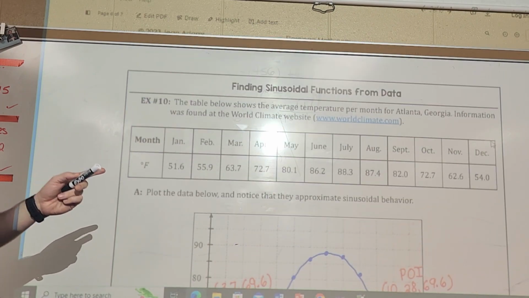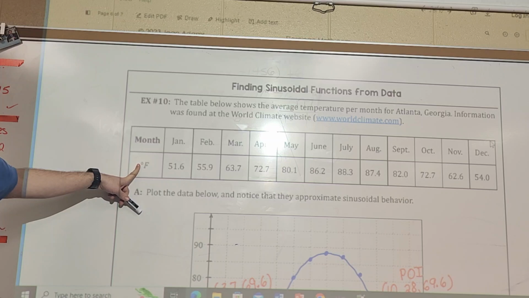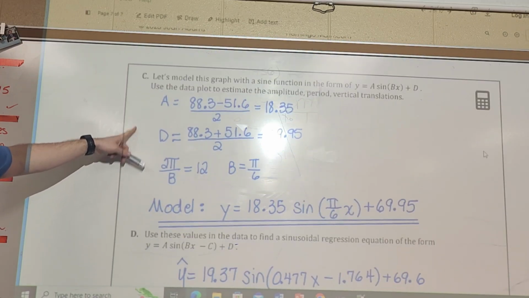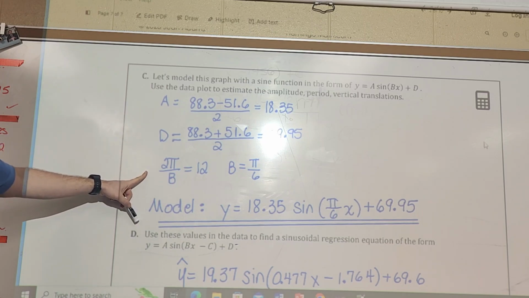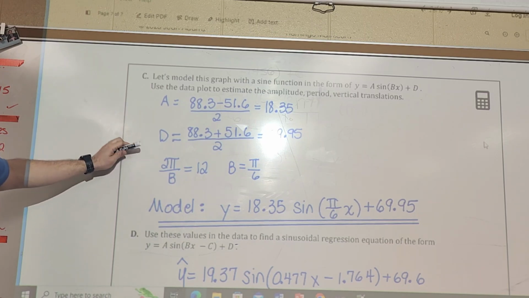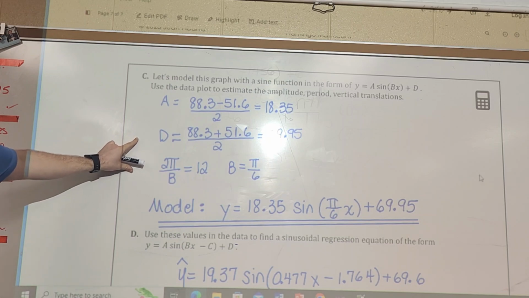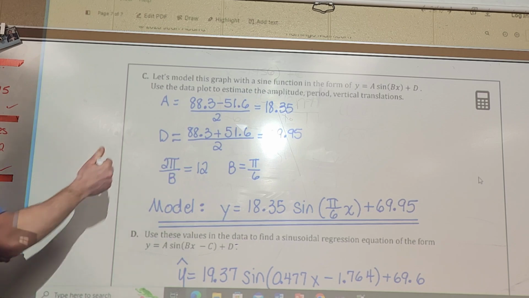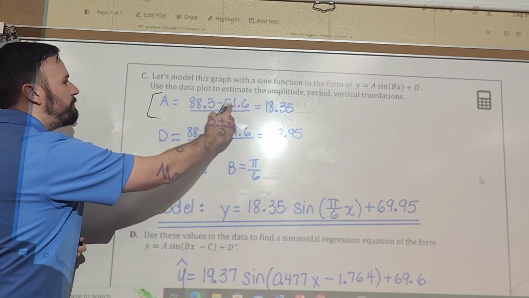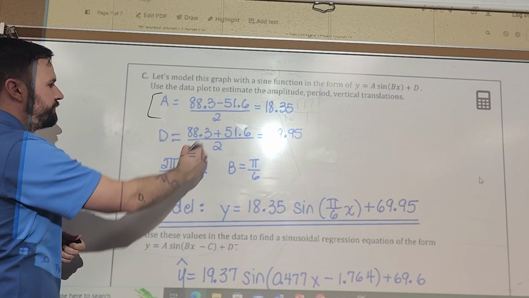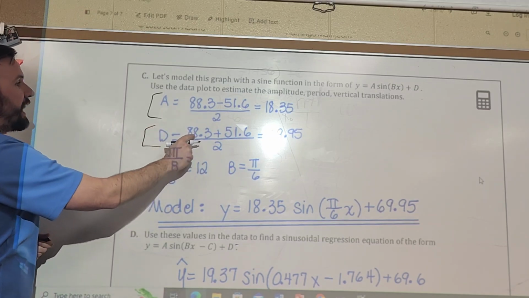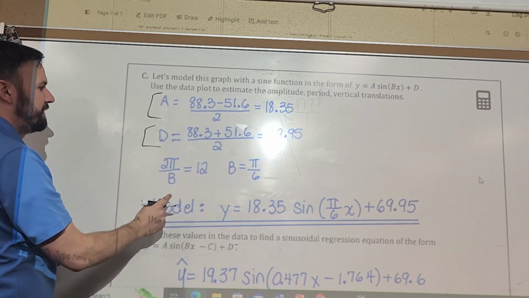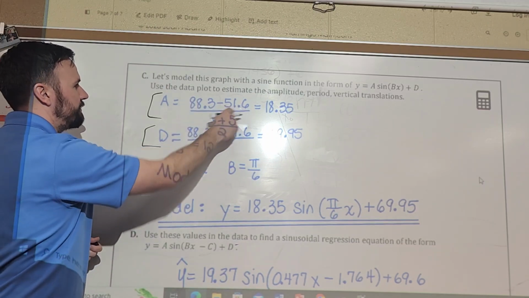Now, if I have a table, could I plug this in my calculator and get the equation? Could I also do it without a calculator and find my A, D, and B? Because watch. Again, I'm doing this really quick because it's review. We know how to find amplitude, right? High minus low divided by 2. D is my midline. High plus low divided by 2. Right? Max plus min divided by 2. Max minus min divided by 2.